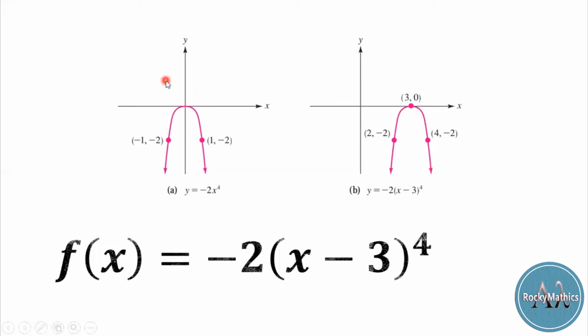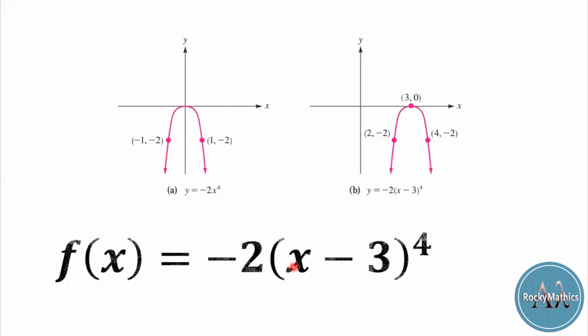So negative 1, and the y value in the x raised to 4 is 1. So 1 times negative 2. So this one becomes negative 2. And the y value here, which is 1, becomes negative 2. So therefore, this is the graph of negative 2 times x raised to 4. Okay? So, we have a graph of negative 2 times x raised to 4 already.